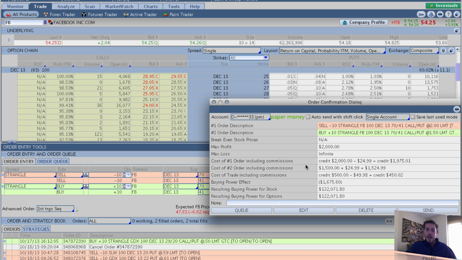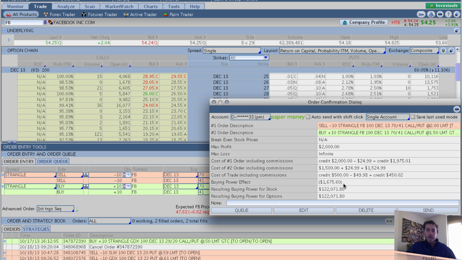It's telling you the cost or your max loss is infinite theoretically. Cost of one of the first order is a credit of $19.75, and the cost of the other order is a debit of $15.24. And you can see the cost of both trades. You can see the buying power effect, which is associated with the initial trade. In this case, it's saying $16.75.